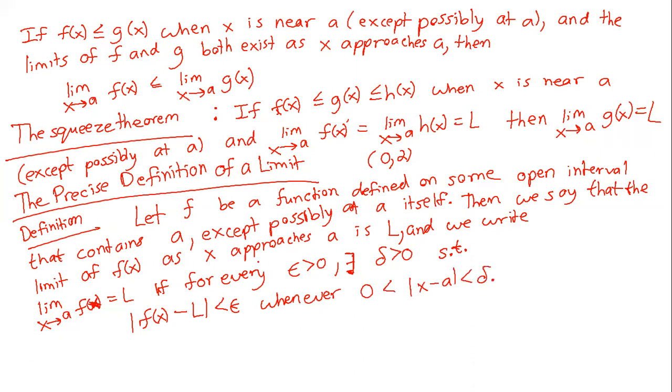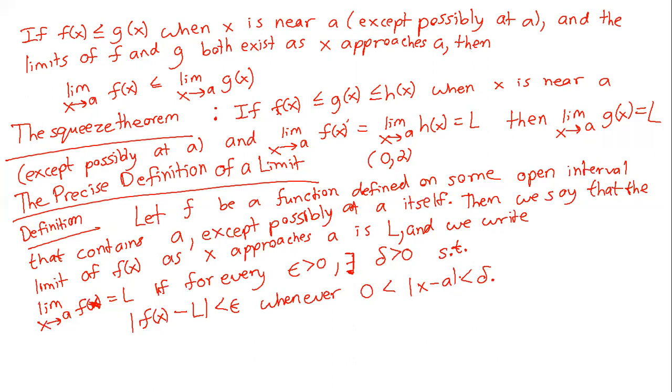You could also say this last part such that if 0 is less than the absolute value of x minus a is less than delta, then the absolute value of f of x minus L is less than epsilon. So remember that this is still functions of a single variable. So the symbol here means absolute value.